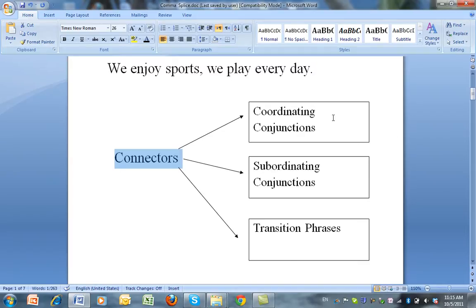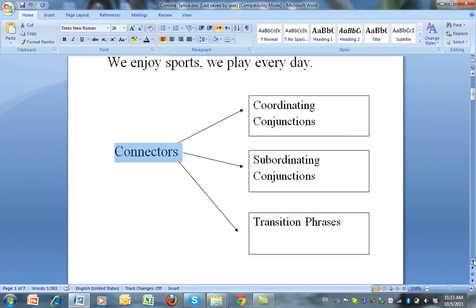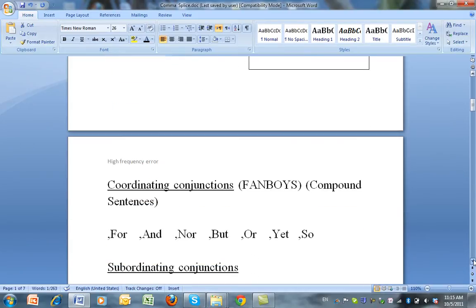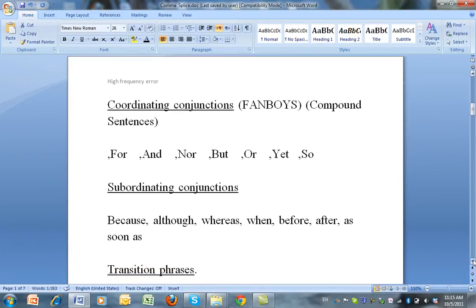Okay? One type of connector is the coordinating conjunctions. Another type is subordinating conjunctions. And then, of course, there are transition phrases. All of these tools show the relationship between ideas, between sentences, between thoughts. Okay? Let's do a quick review of these.